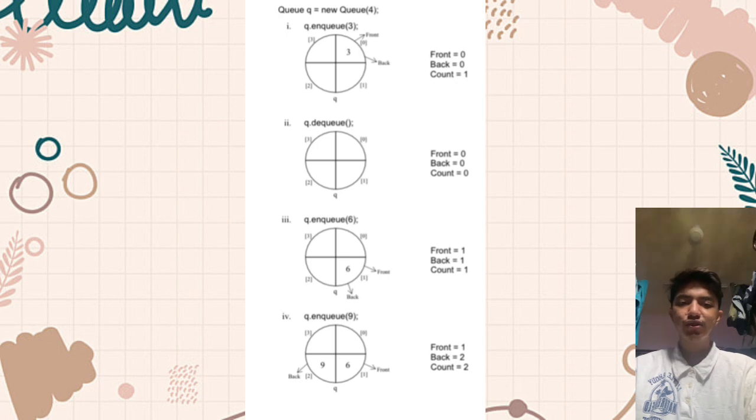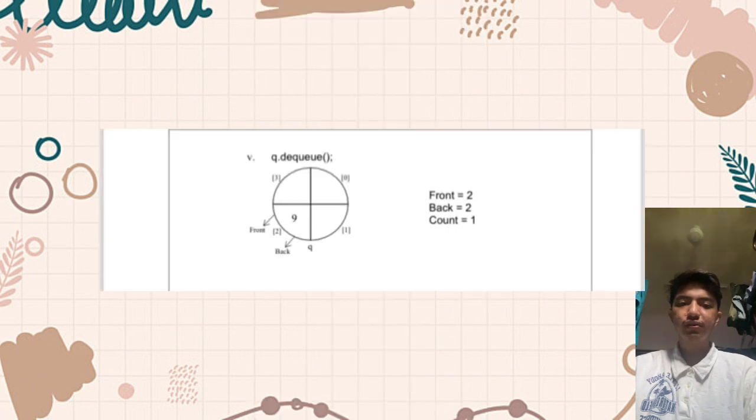Step 3, Q.dequeue. So this dequeues an element from the queue; dequeue removes the element from the front of the queue. Step 4, this enqueues the value 5 to the queue. Step 5, this enqueues the value 9 to the queue.